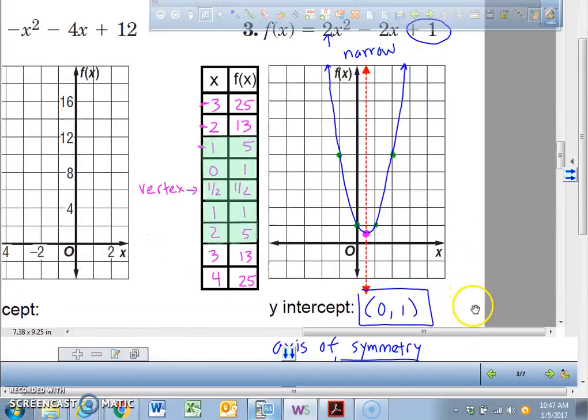And then there's your graph. There's your final graph. Okay? So start with your ABC, find the y-intercept, find your axis of symmetry, then find your vertex.